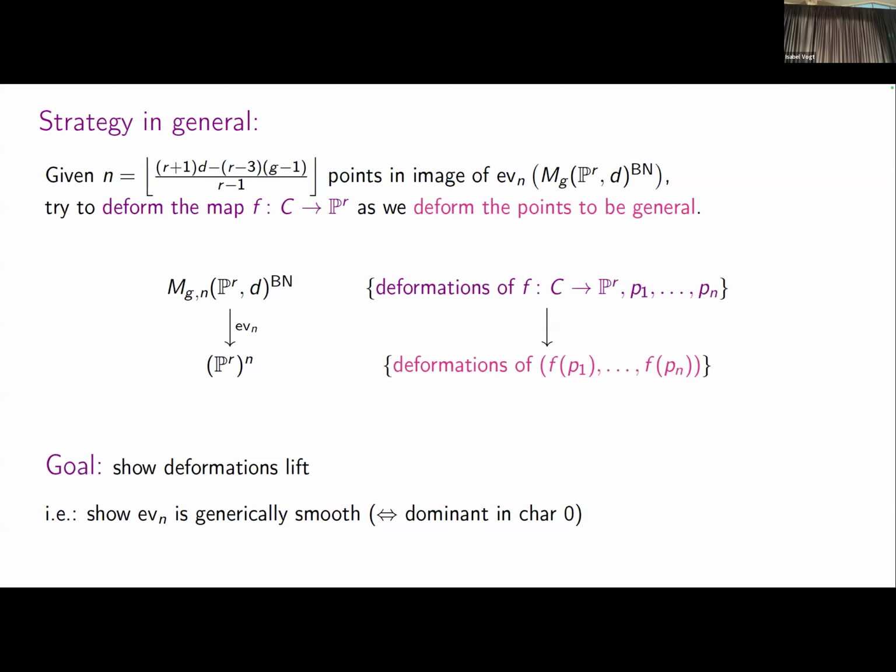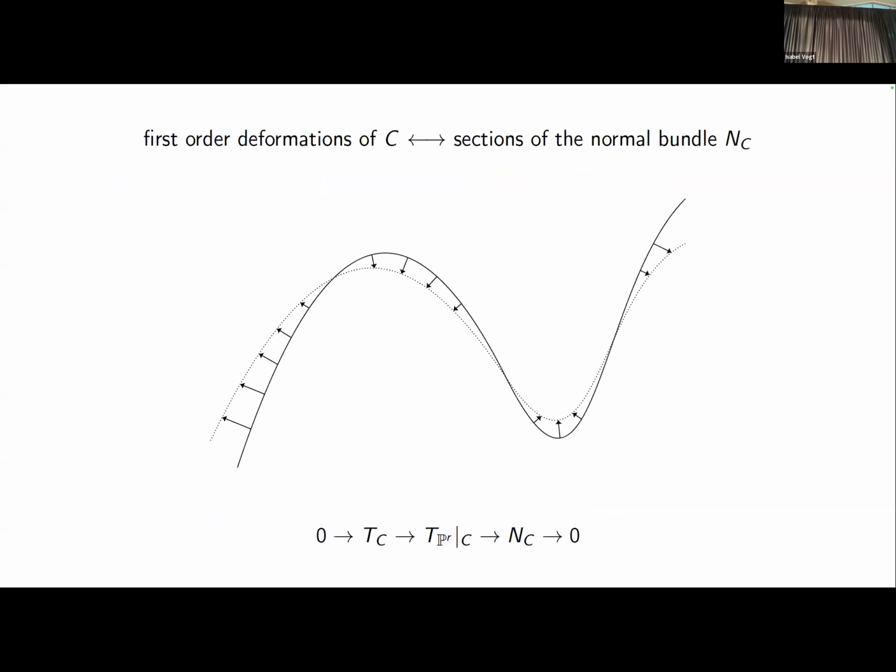All right. So deformations. We have to understand deformations. So let's try to think about how we parameterize deformations of this map. I told you a general such point is an embedding, so let's think about embedded curves in projective space. Well, the first order deformations correspond to sections of the normal bundle of this curve, and in fact, the normal bundle is what controls the deformation here.